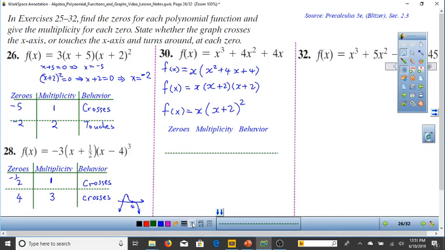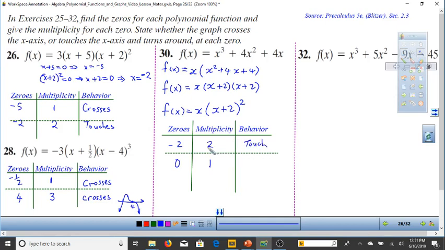Let's quickly do this here. All right, so the first 0 is -2, and the other one is 0 in order from left to right. -2 has a multiplicity of 2 because that's its exponent, but 0 has a multiplicity of 1, so the graph will touch the x-axis at -2, and it will cross the x-axis at 0. Let's take a look at this other question here.